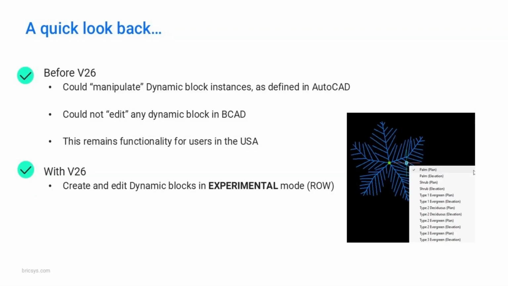Before V26, although you could manipulate instances of existing dynamic blocks, you could not edit their definitions nor create new blocks within BricsCAD. For example, you could change a block's visibility state or perform actions like stretch, rotate, or flip, but only if those actions were originally defined in AutoCAD. With V26, the rest of the world can create and edit dynamic blocks in BricsCAD while in experimental mode. All right, let's dive into the first demo.